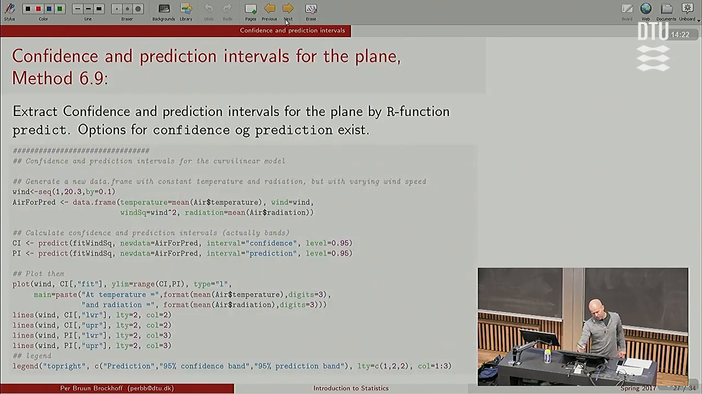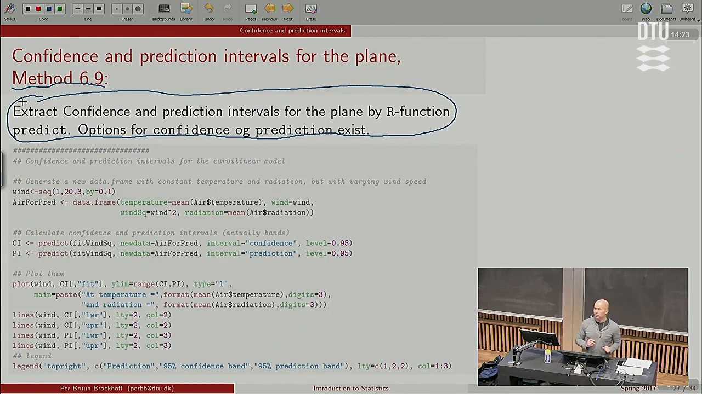And it's very easy this week. It may look weird, but it's very easy. It's put in method 6.9, and it's a non-formula method. It's a method that tells you we are not going to give you the mathematical formulas for doing prediction and confidence intervals. You had those formulas last week for the simple linear regression, but hey, it's too complicated to write it out now. But it's easy to extract it from R, exactly as you were taught last week, by using the predict function, and there are options for confidence and prediction.